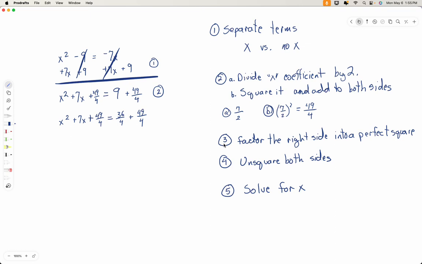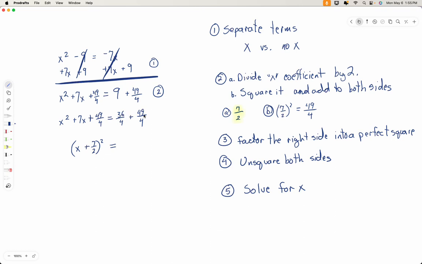All right, I'm going to assume that you paused and that you did step 3. Step 3 is to factor the right side into a perfect square. Well, we don't even have to think about it, do we? We know, based on this right here, what that square is. It's going to be (x + 7/2) squared. This is this side factored.